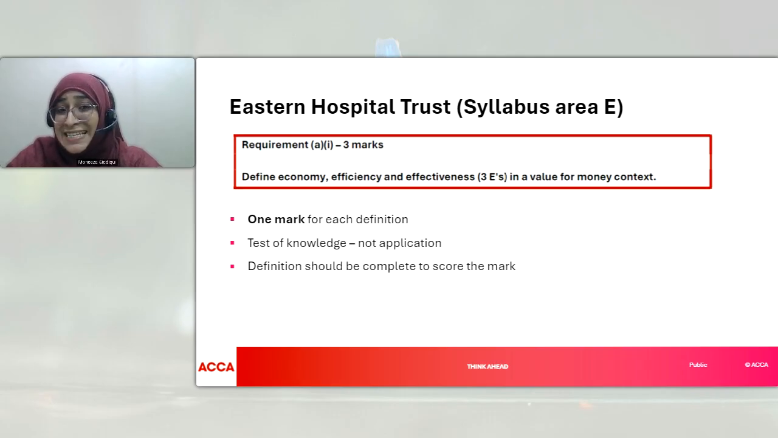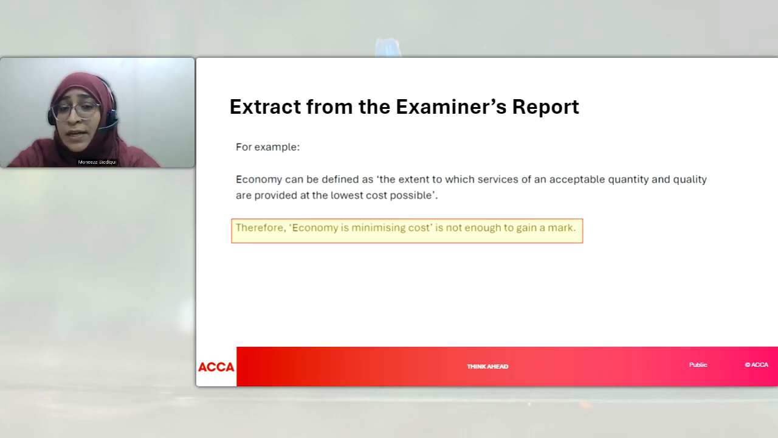Now, to give you an idea, and these are extracts from the examiner's report, if you look at the statement that has been highlighted in the block below, economy is minimizing cost. So this is one of the answers. This is a sample answer that was provided by certain candidates. And unfortunately, this did not score any marks.